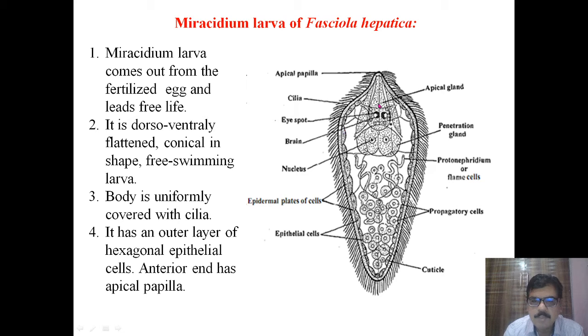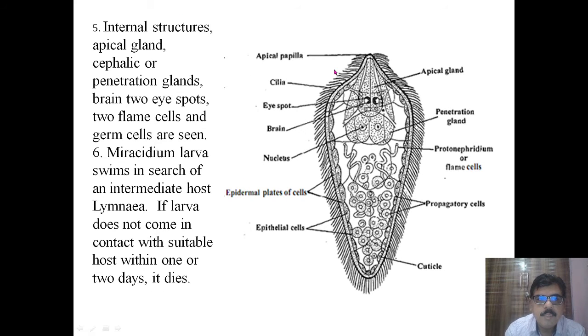These are the hexagonal epithelial cells, and the anterior end has the structure that we call the apical papilla. Then the internal structures are the apical gland. This one is the apical gland. Then the penetration gland. This is the penetration gland. Then the brain, two eye spots. This is the brain. Then these are the two eye spots, and the two flame cells and the germ cells. The flame cells and the germ cells are also present.